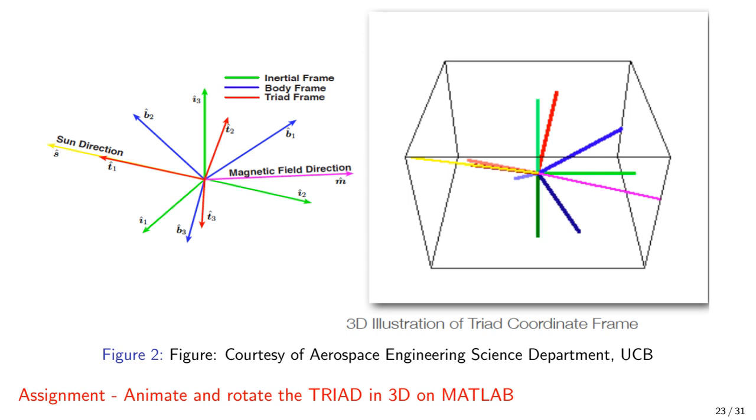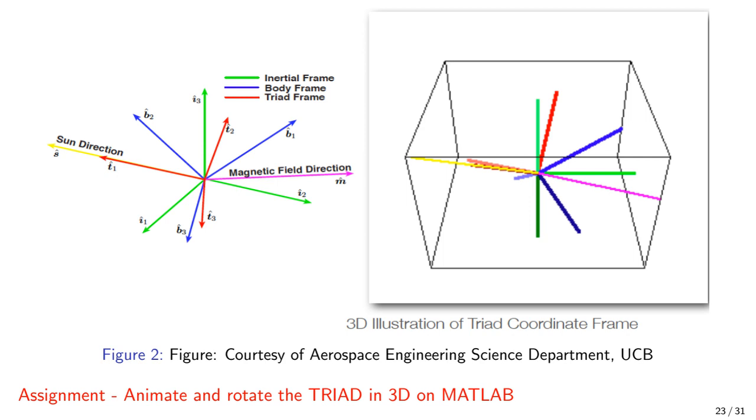I want you guys to try this, to create this animation and rotate the triad in 3D on MATLAB. I'm going to ask for this later on, so please just do it in your free time.